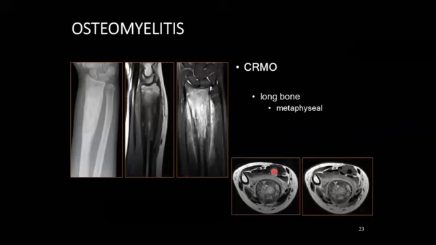Also, in the long bones, chronic recurrent multifocal osteomyelitis can be seen in the metaphyseal region, to be specific, and as you can see, it presents with possibly even moth-eaten bone density with surrounding periosteal reaction and soft tissue inflammation. All of these are suspicious for tumor or malignancy, but the clinical history is of paramount importance here.